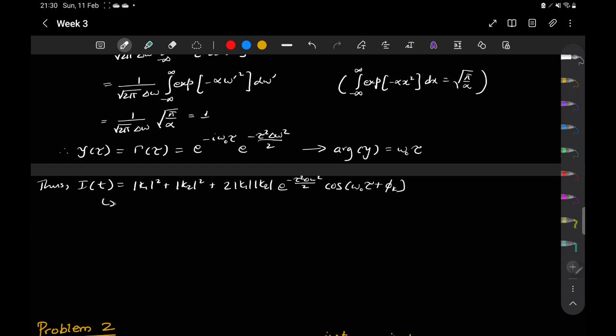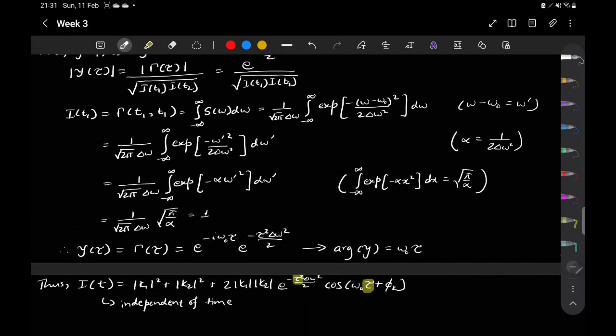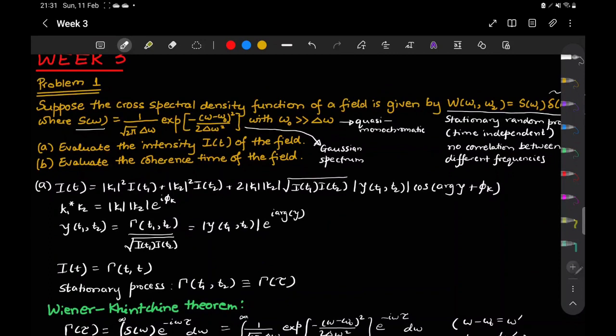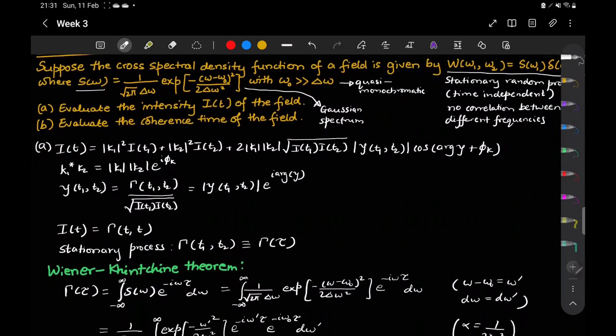And this we can see is clearly independent of time and depends only on tau. Tau is also independent of time and only depends on the time difference. So that was for part A, in which we were supposed to evaluate the intensity I(t) of the field.